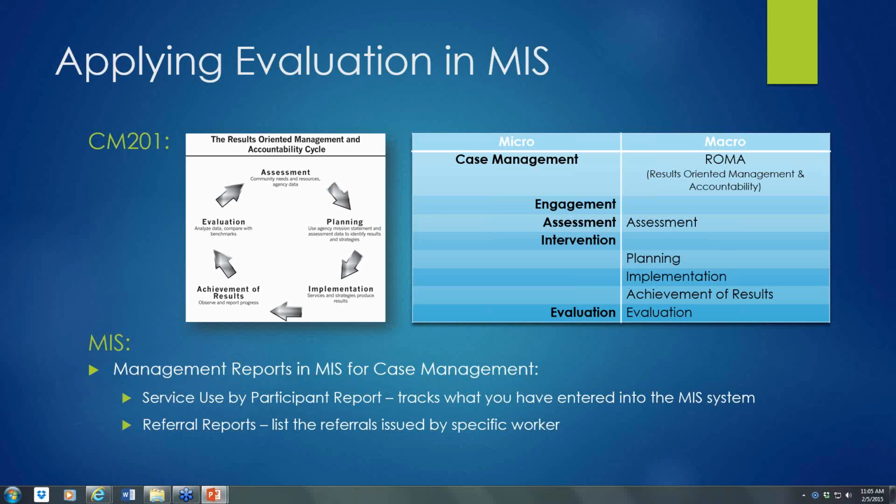So if you're looking at that cycle there, case managers often really step in during the implementation and the achievement of results. The assessment phase is whenever your agency is conducting that community needs assessment and determining what resources they have, what data has been gathered throughout the community, and what needs are present that the agency needs to address. Planning is looking at those needs in the community and using the agency mission to then identify strategies to address those needs.